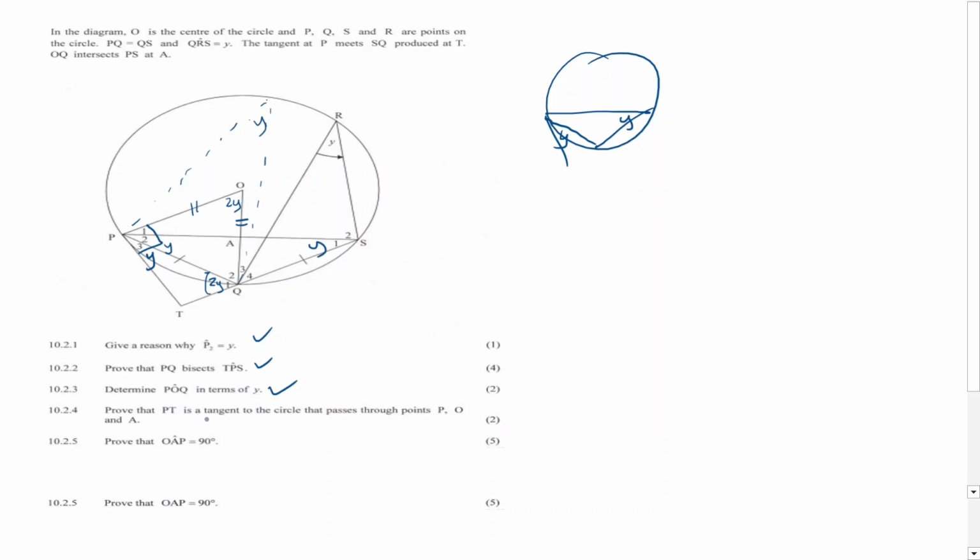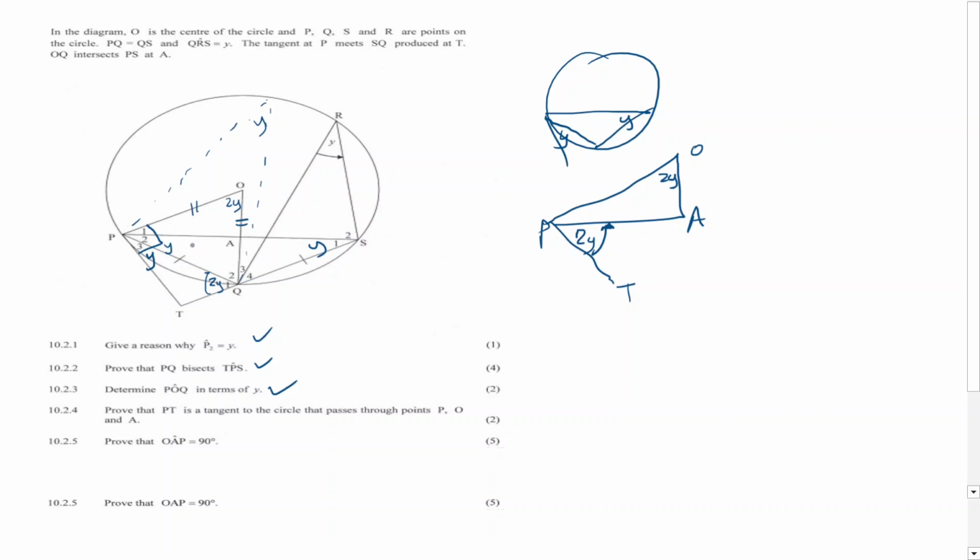Prove that PT, this is such a stunner, prove that PT is a tangent to the circle passing through POA. Now this is great to redraw. So you've got a POA that looks pretty much like this. At the moment I've got a 2Y at the top of it, and they're wanting you to prove that PT is a tangent. And so you can't say, no, it's not a tangent because this isn't a circle here. You're just trying to prove that it's got the qualities of a tangent, which would mean that if this angle's 2Y, then the exterior angle here should have been 2Y.